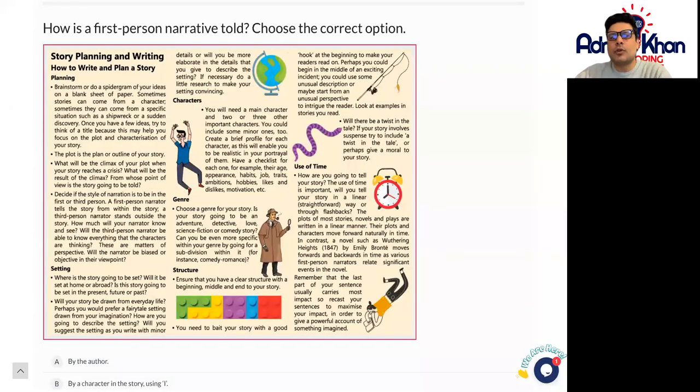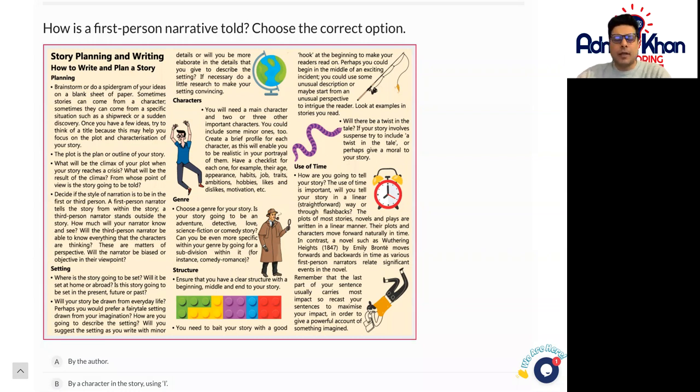Hi, and welcome to Story Planning and Writing. This is all about how to write and plan a story. So writing and planning a story involves lots of different departments, such as, first of all, planning, then setting, and then looking at characters, different genres, how to structure your work, and how to best use the time.